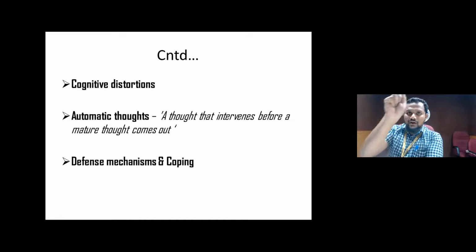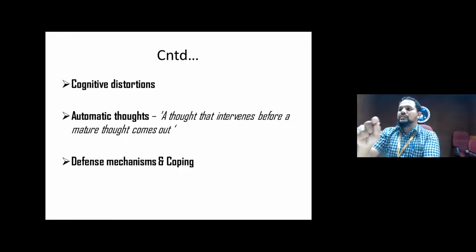From that distortion, an abnormal thought comes out. That is called automatic thought. Are you getting my point? So first is the core belief. From that, a pattern of thought arises, and this pattern of thought has some kind of distortion. From that, all the abnormal views and opinions about the self and surroundings come out. That is called automatic thoughts.